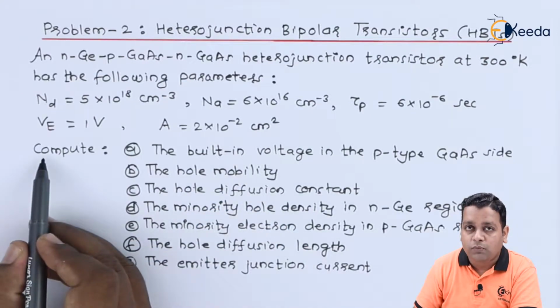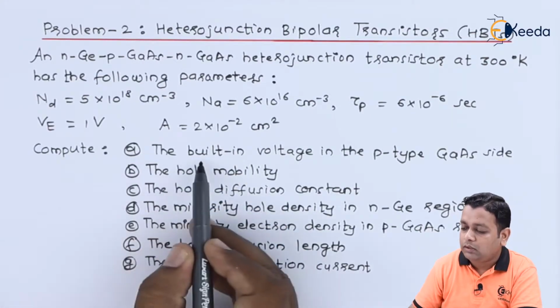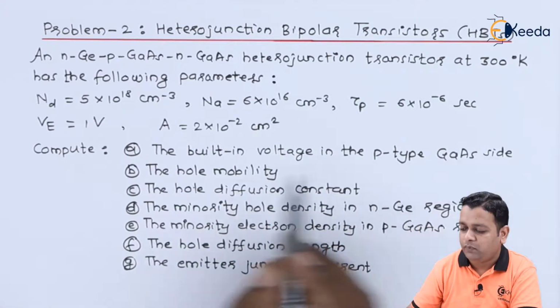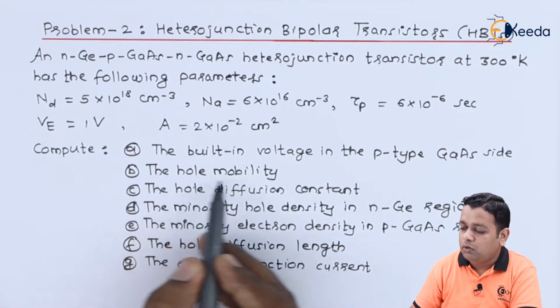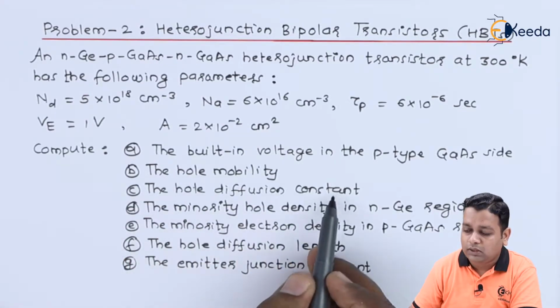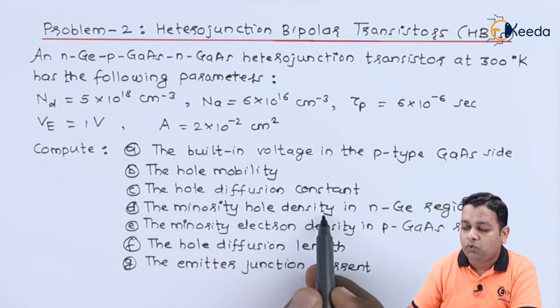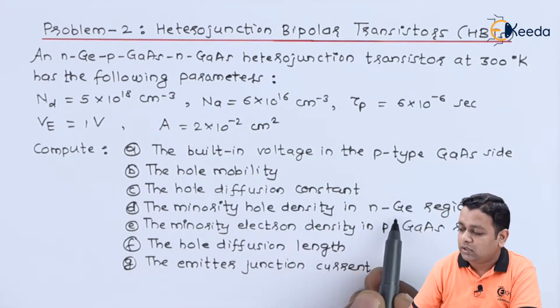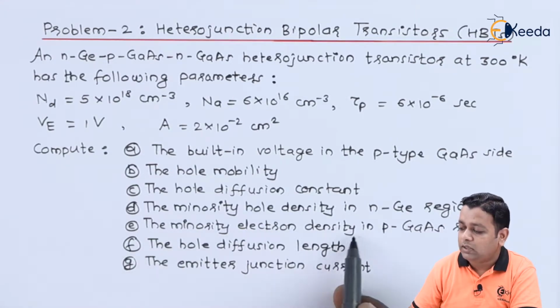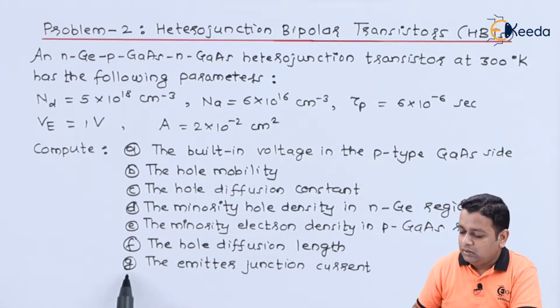We are asked to make computations for, in the part A, the built-in voltage into the p-type gallium arsenide side. In the part B, the hole mobility. In the part C, the hole diffusion constant. D, the minority hole density into the N-type of the germanium region. In the part E, the minority electron density into the p-type of gallium arsenide region. In the part F, the hole diffusion length. In the G, the emitter junction current.